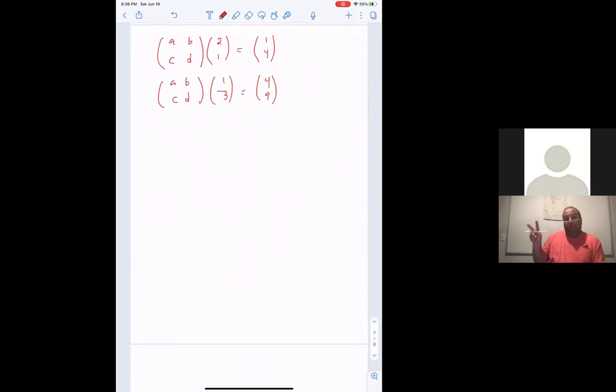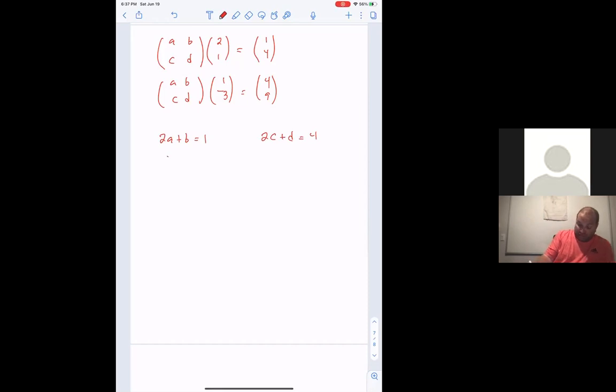So I have 2 matrix equations, but I have 4 unknowns. So I need 2 equations more, right? 4 unknowns, you need 4 equations. But I actually have 4 equations, as you're going to see in a second. Let's write out the matrix multiplication for each of the 2 matrices that I have. The first one, ABCD times 2, 1. That gives me, if I look at the top row, 2A plus B equals 1. And the bottom row, 2C plus D is equal to 4.